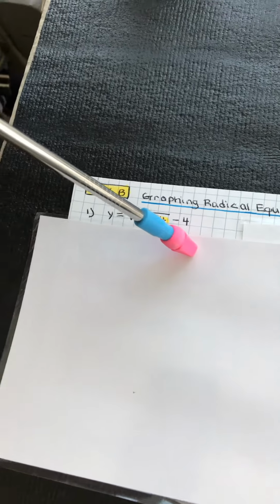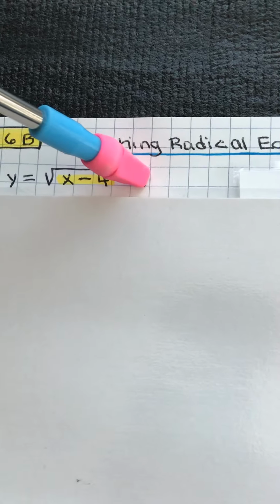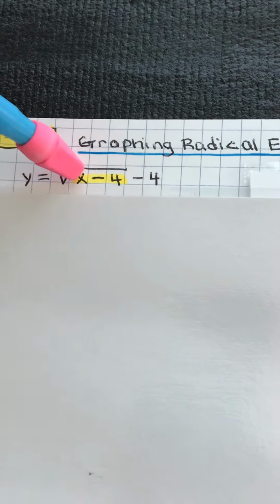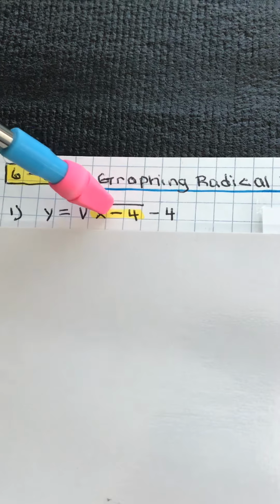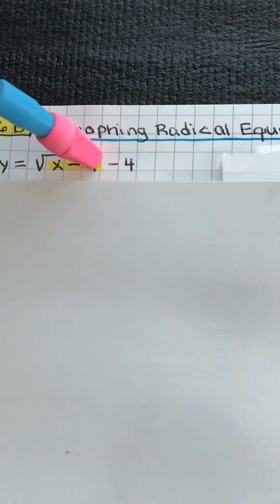6-6b. Let's go ahead and just do two example problems. Here's our first example problem. Number 1, y equals the square root of x minus 4, minus 4. I want you to notice that I highlighted this x minus 4. This is called my radicand. Anything inside that square root is called the radicand.